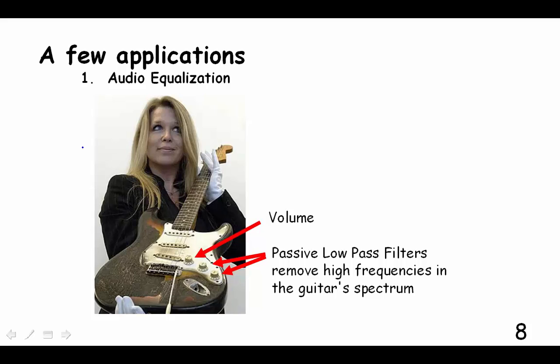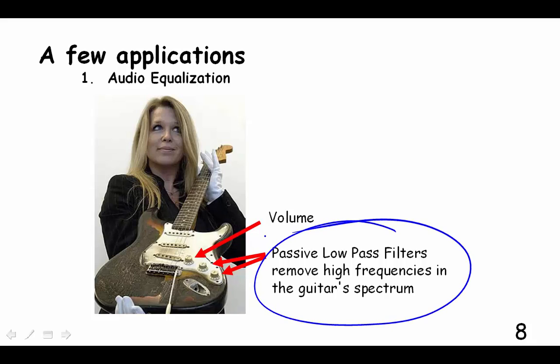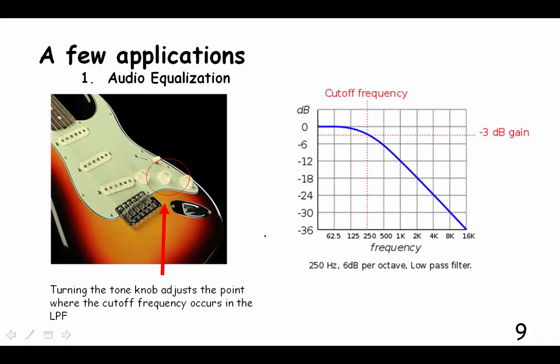Okay, let's look at a few applications. An electric guitar uses passive low-pass filters to remove high frequencies in its spectrum. When you turn that knob, it changes the cutoff frequency for the frequency spectrum coming out of the guitar. So the guitar's signal coming into the pickups goes into the low-pass filter, and say this knob was at maybe 5, we're looking at a cutoff frequency of around 250 hertz, which means that anything below 250 hertz, or really below here, is unaffected. It starts being affected here. You don't hear it that much though.